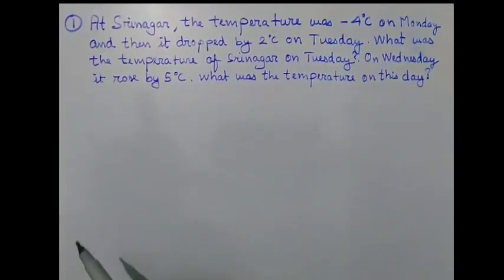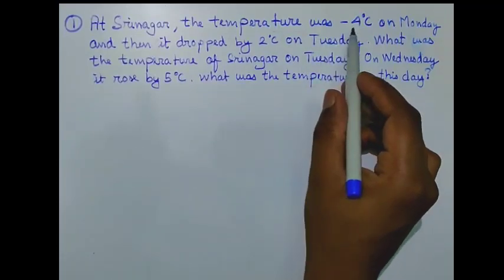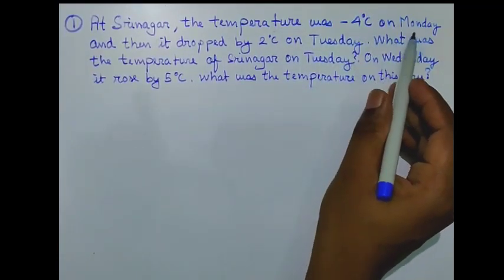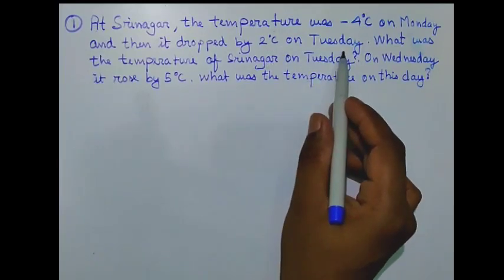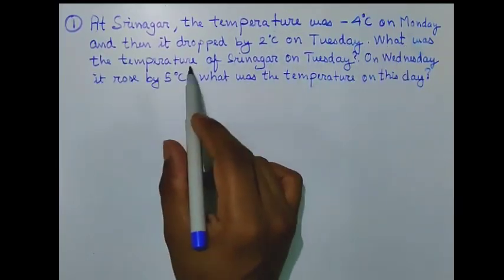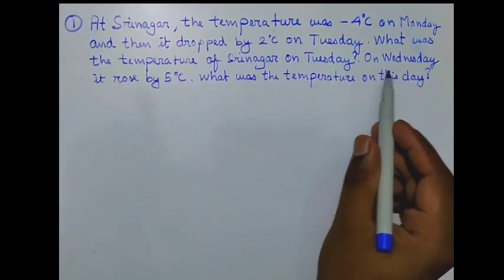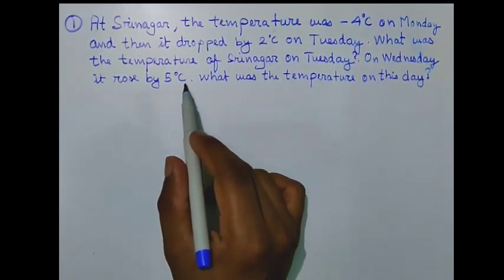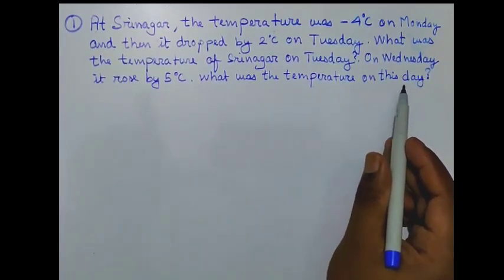So here we have the question. At Srinagar, the temperature was minus 4 degrees Celsius on Monday and then it dropped by 2 degrees Celsius on Tuesday. What was the temperature of Srinagar on Tuesday? And then on Wednesday it rose by 5 degrees Celsius. What was the temperature on this day?